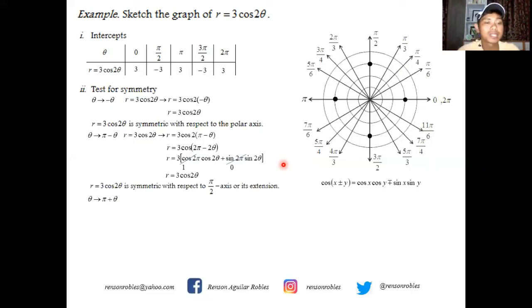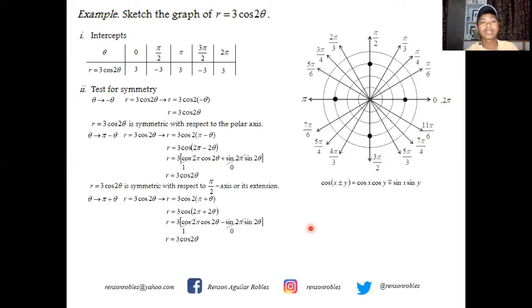Next, we replace theta by pi plus theta. So we do the same. r equals 3 cosine 2 times pi plus theta. So that will become r equals 3 cosine 2 pi plus 2 theta. Using the same identity, you will have r equals 3 times the quantity cosine 2 pi cosine 2 theta minus sine 2 pi sine 2 theta. And again, sine 2 pi is 0, cosine 2 pi is 1. And what is left is r equals 3 cosine 2 theta. And therefore, this is symmetric with respect to the pole or the origin.